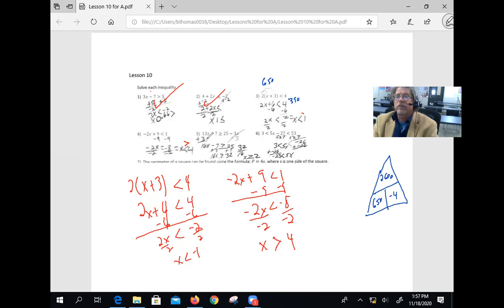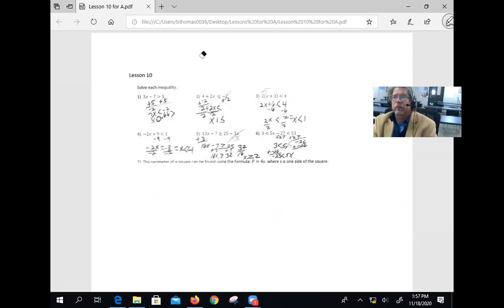Number 5 you did correct. Even though that should be like a 3x there, you understood your math. So 5 you did perfectly. 6 is a little bit different. Let me clear this out here because 6 requires a little bit more of space. So in 6 I have this 3 is less than 5x minus 27.